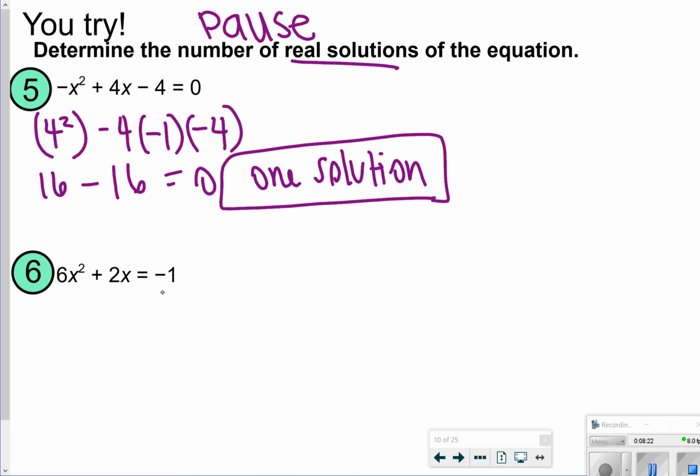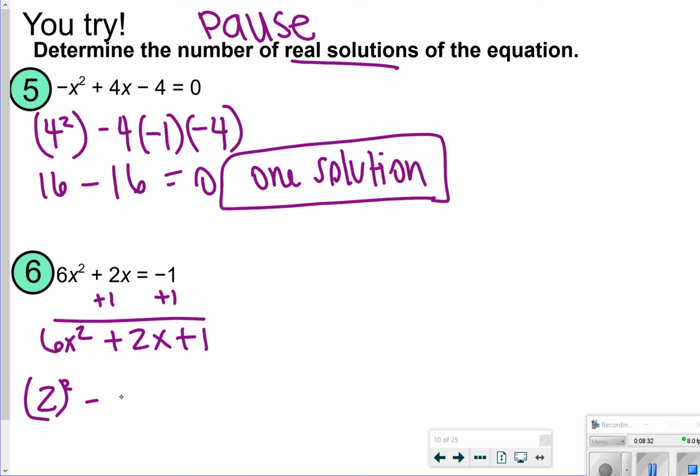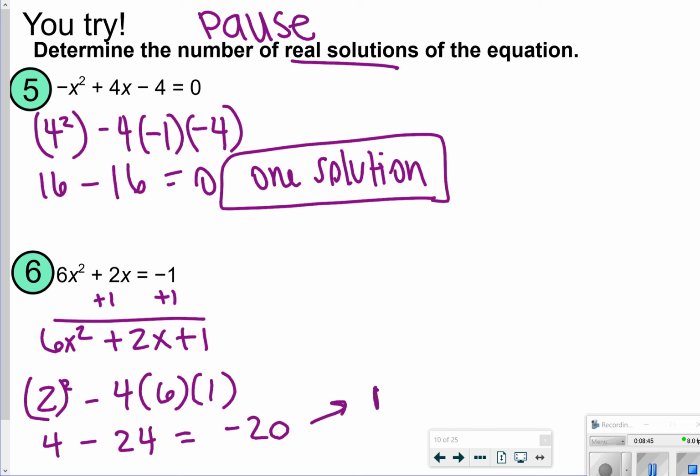For number 6, I'm going to add 1 to the other side, so I can get 6x squared plus 2x plus 1, and then I can do my b squared minus 4ac, so that's 2 squared minus 4 times 6 times 1. That's going to be 4. Negative 4 times 6 is negative 24. So 4 minus 24 is going to be negative 20. Number 6 will have no solutions because it's less than 0.